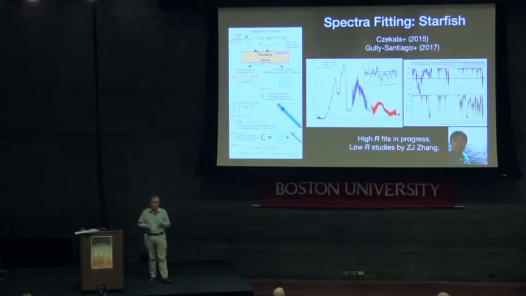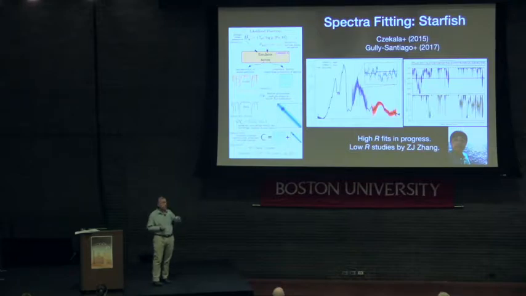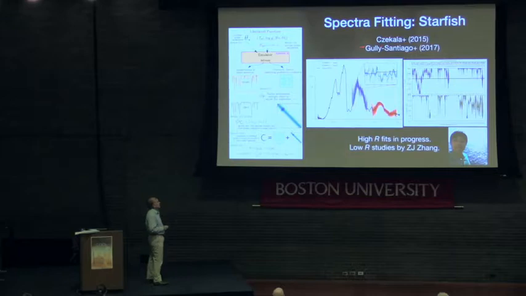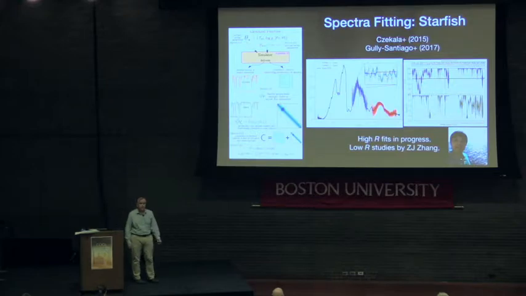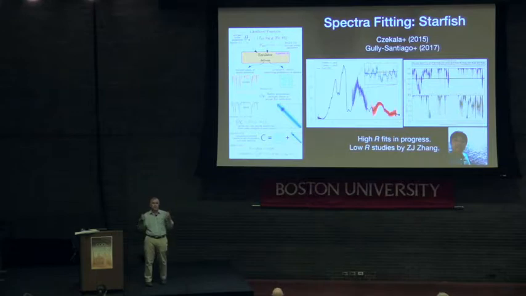I know there's approaches to use machine learning. We've been experimenting with Starfish from Czekala 2015, and Michael Gully-Santiago, who is here, has been modifying Starfish to do brown dwarfs. In a word, Starfish is a method to use grid models on a specified set of parameters and then be able to smoothly interpolate within them and give nice posteriors to really nail down what the range of parameters are that fit any given spectra.